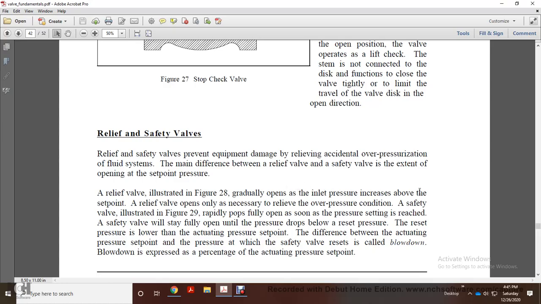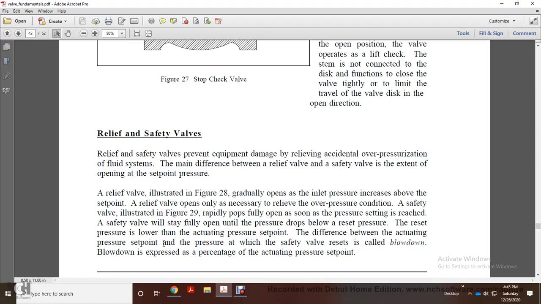The relief valve generally opens gradually as the inlet pressure increases above the set point, but it opens as necessary to relieve the overpressure condition. The safety valve, illustrated in figure 29, rapidly pops fully open as soon as the pressure setting is reached. The safety valve will stay fully open until the pressure drops below the set point, resetting at a pressure lower than the actuating pressure set point.